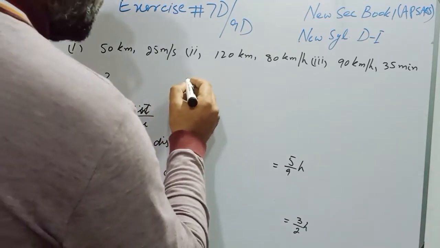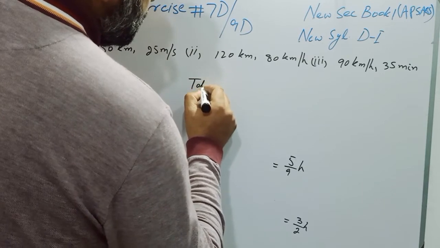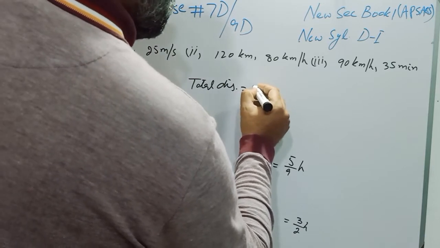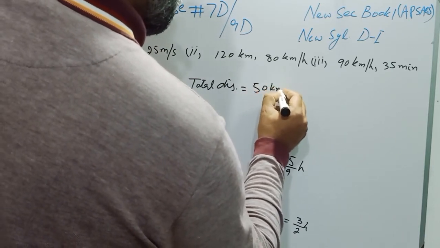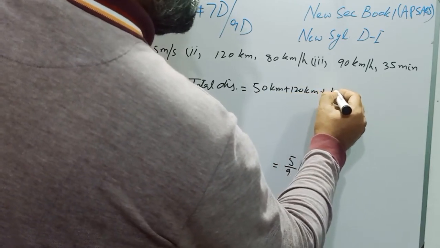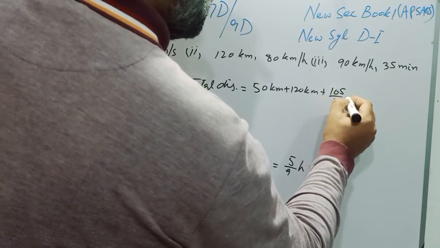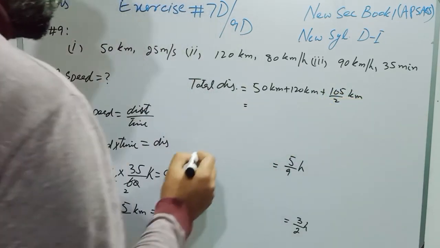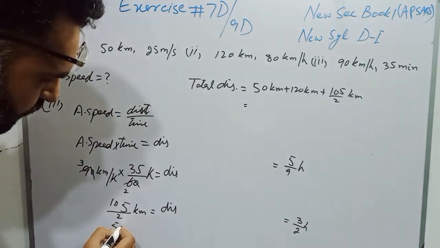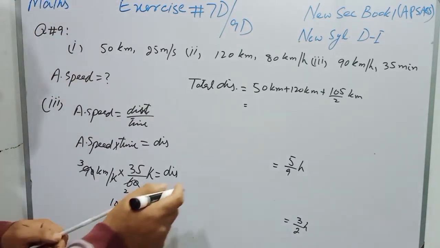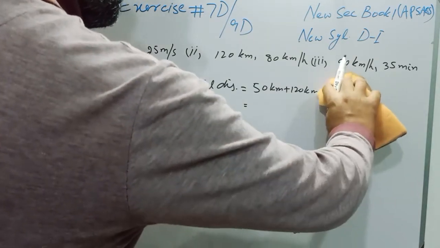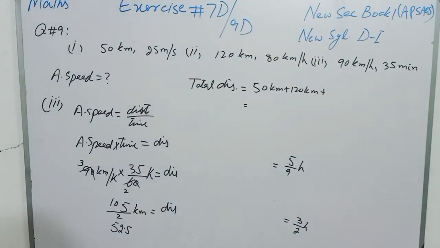So students, total distance traveled is equal to 50 kilometer plus 120 kilometer plus 105 over 2 kilometer, or you can say that it is 52.5 kilometer. We can write here the total distance is 52.5 kilometer.